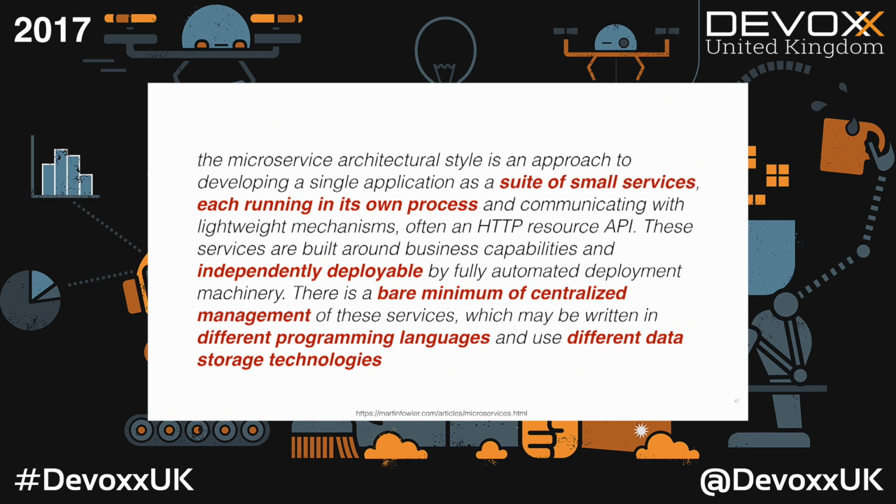Let's revisit this definition once again. We talked about a suite of small services, each running in its own process. That's exactly what our Lambda functions give us. They're independently deployable because each Lambda function can be independently deployed. There is no management required for them because all you say is, here is a function, upload it, and AWS will take care of managing this for you.